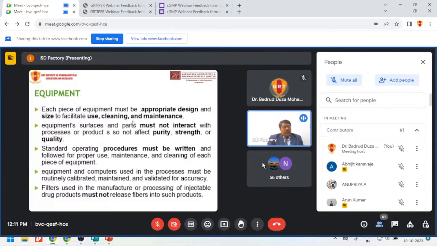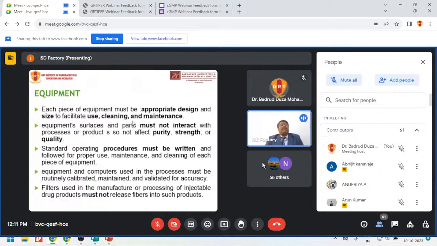This is what I want to tell you. In the manufacturing area, each and every piece of equipment must be of appropriate design and size for facility use, cleaning and maintenance. This is very, very important in the pharmaceutical industry because we are manufacturing life-saving drugs for human beings, and even for veterinary use, animals, everything.